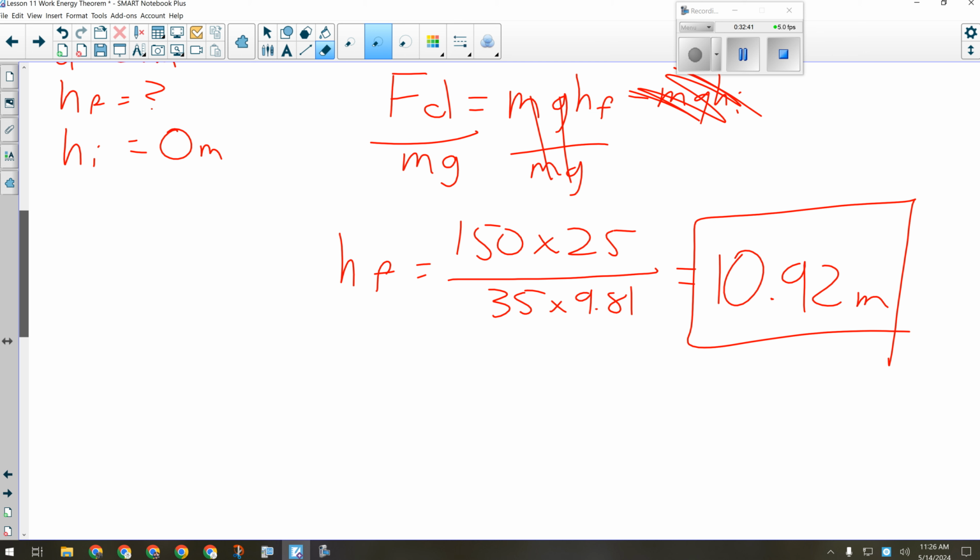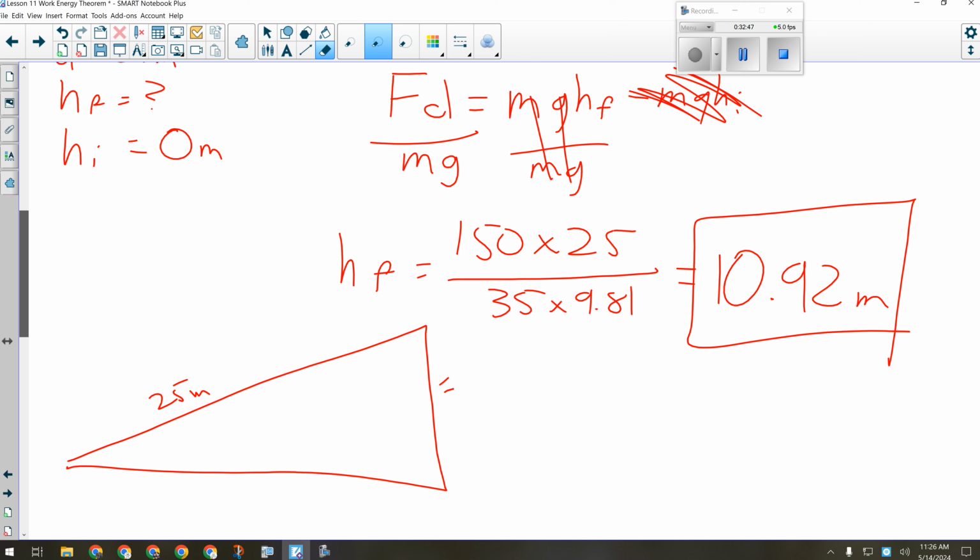So essentially, what we're looking at is a ramp that looks like this. It's 25 meters long, and it's 10.92 meters high. If we were good at geometry, we could figure out the angle of the hill. We could figure out the incline using sine, because I have the opposite and the hypotenuse. If I wanted, I wouldn't do that with you guys. All right, everybody okay with how that works?